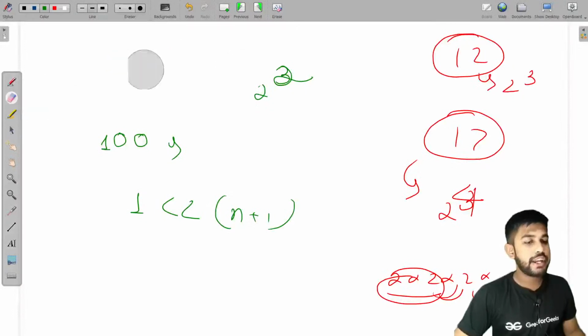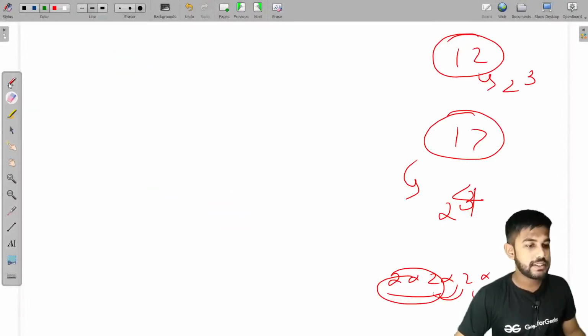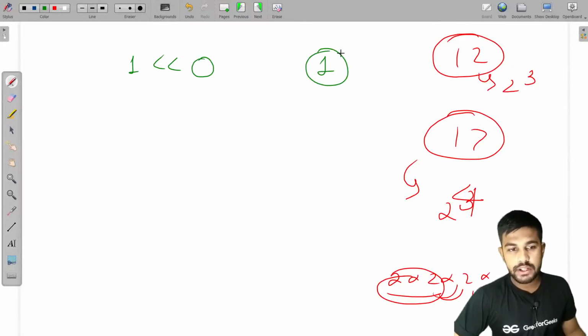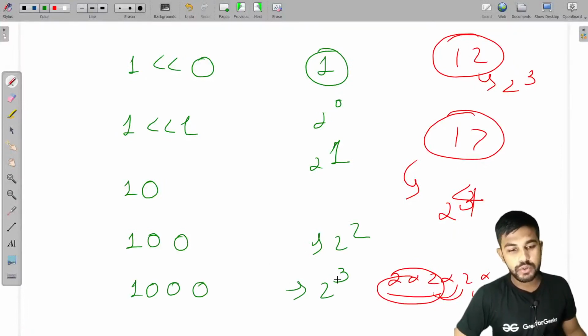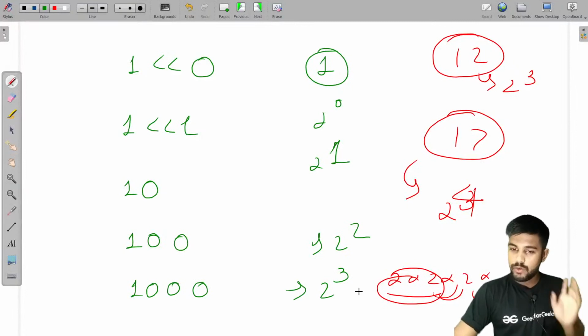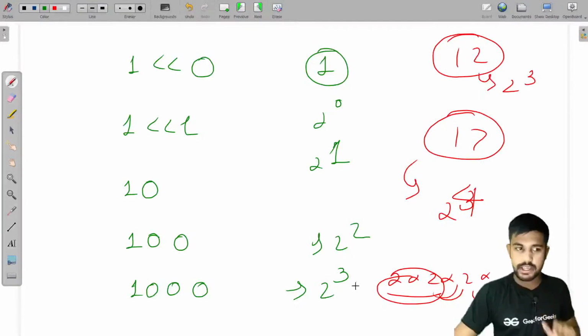Okay, so what we can do is 1 shifted by 0 is 1, that is 2 to the power 0. Then again 1 shifted by 1 would make it 10, that is 2 to the power 1. 100 is 2 to the power 2. 1000 would make it 2 to the power 3. This is how we would proceed. Okay, this is the case.